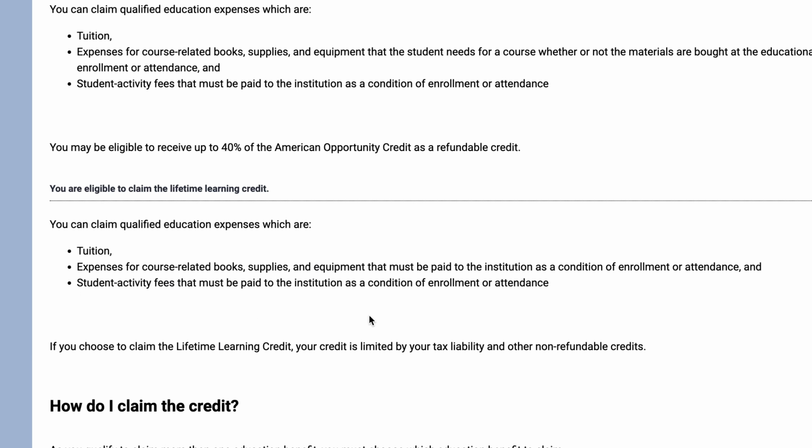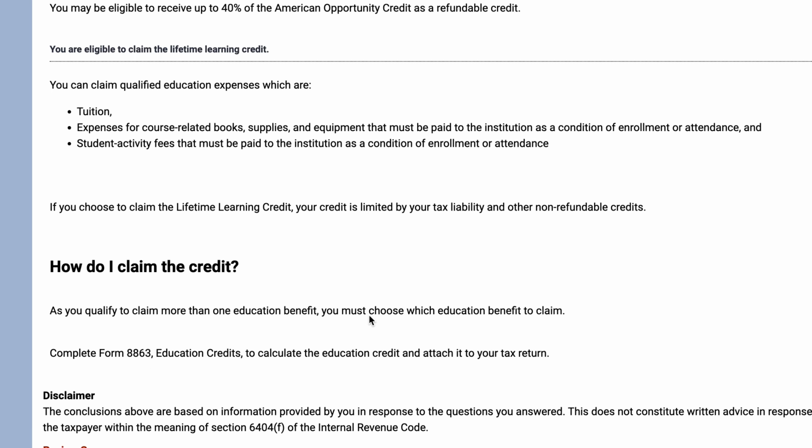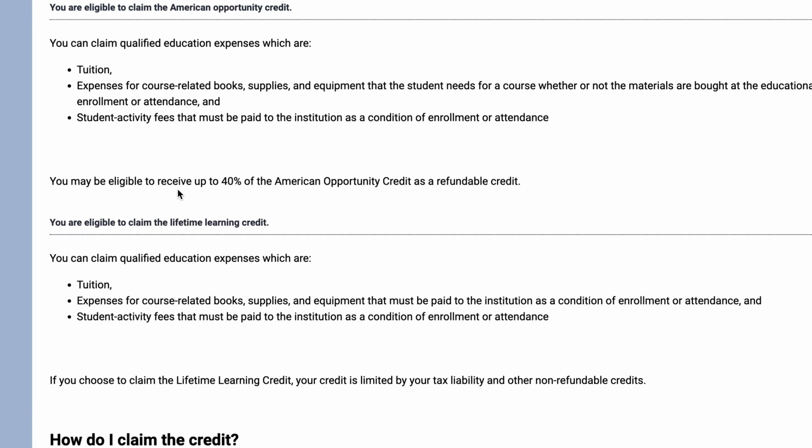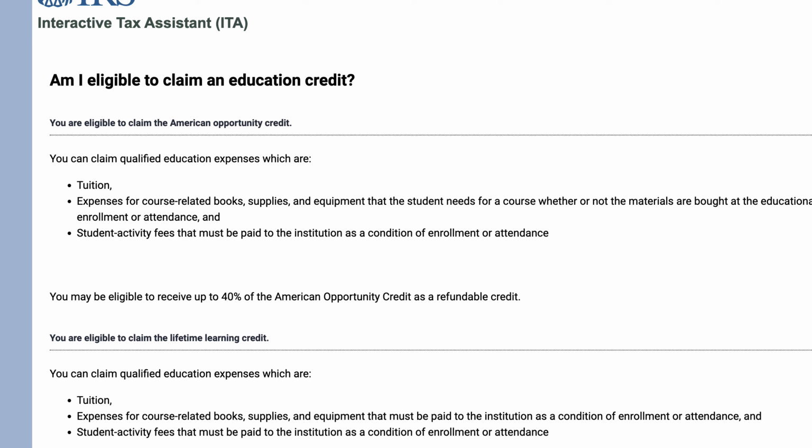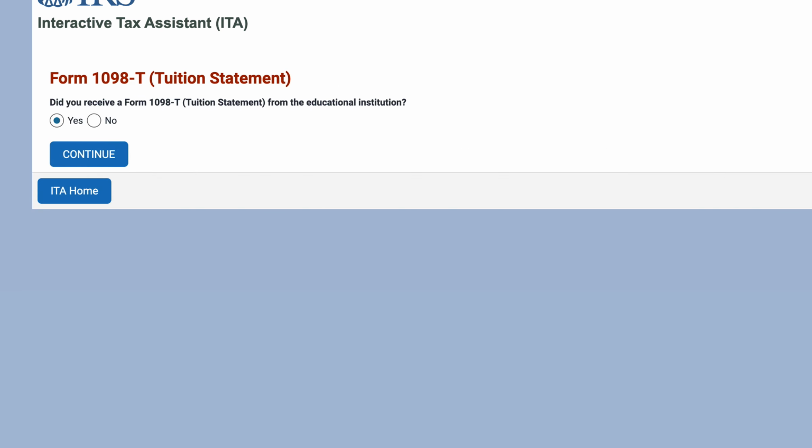So the lifetime learning credit, you can also claim that, but you can't claim that at the same time. Your credit can be limited by your tax bill and other non-refundable credits. So to claim that, you would file IRS Form 8863, which is the education credits tax form, and you would attach that to your income tax return. So I want to go back and change a couple of these answers, and let's see what happens when we do that.